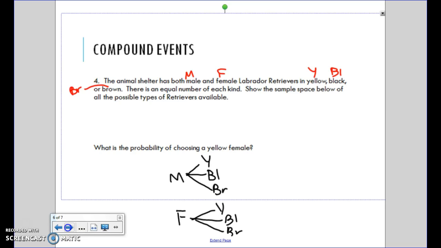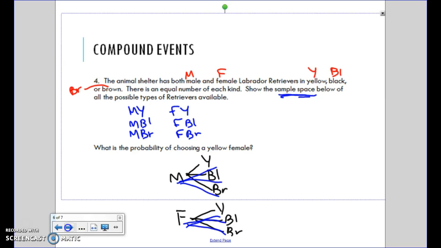And so now that I have my tree diagram, I can easily see what the sample space is. It could be a male that's yellow, a male that's black, or a male that's brown. We could have a female that's yellow, a female that's black, or a female that's brown. And so there's my sample space of all the possible ways to get a retriever.